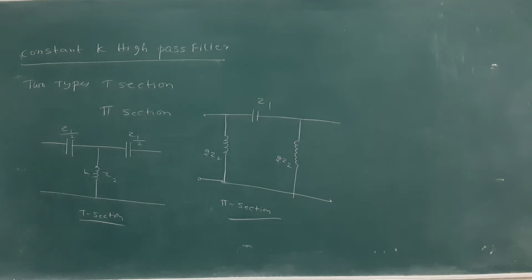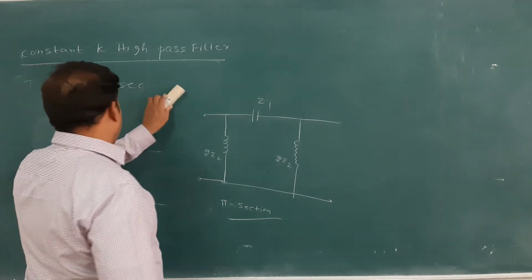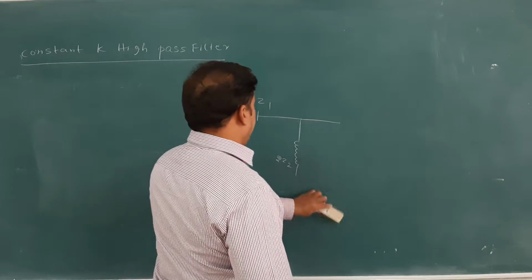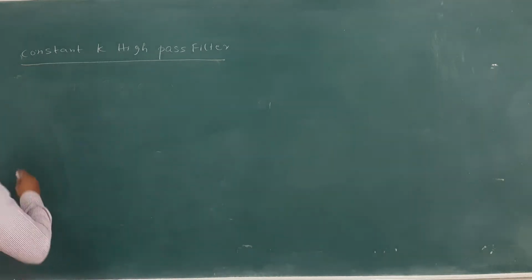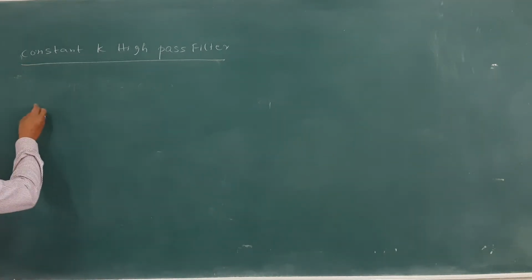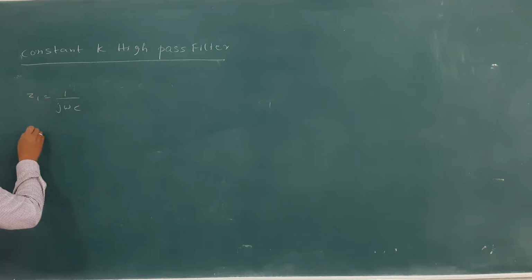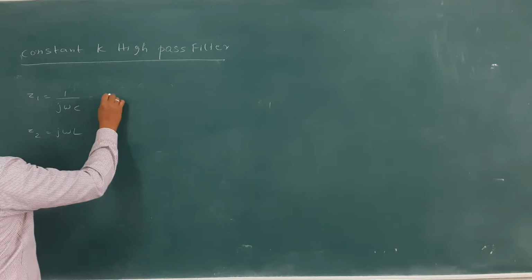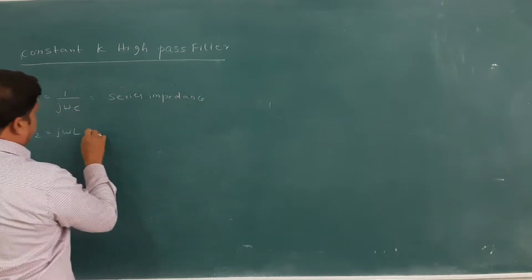Now we will write the series impedance and shunt impedances. So it is clear for us what is Z1, what is Z2, what is the series impedance for a T section, and what is the shunt impedance for a pi section. Now we will see the values of it. Here Z1 is equal to 1 by j omega C and Z2 is equal to j omega L. This is your series impedance and this is your shunt impedance.